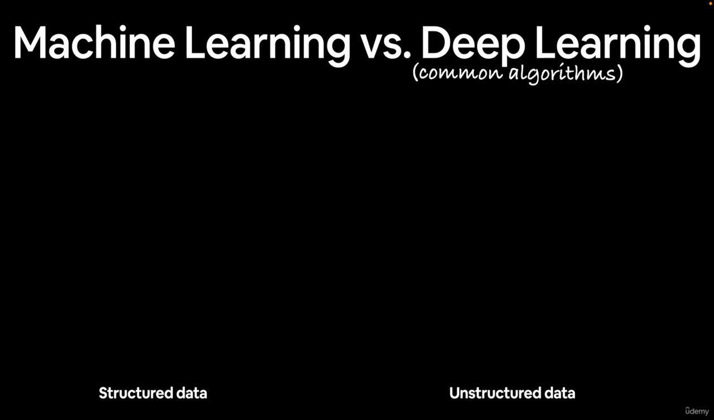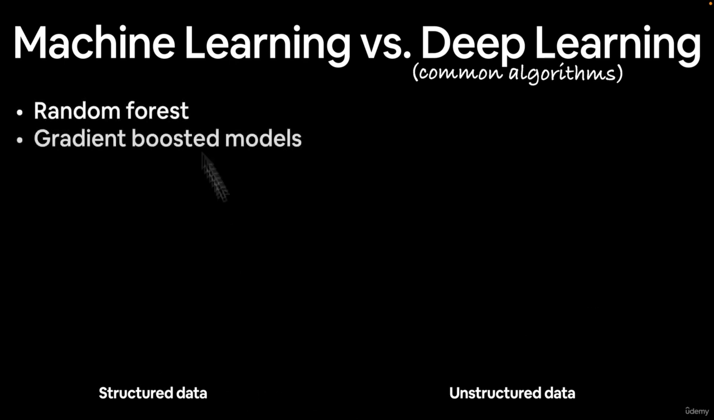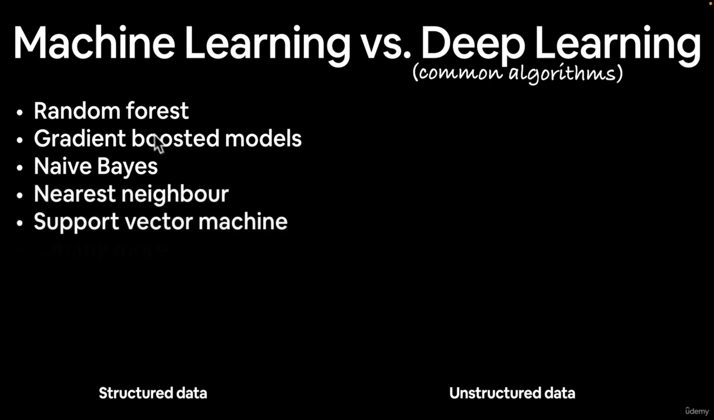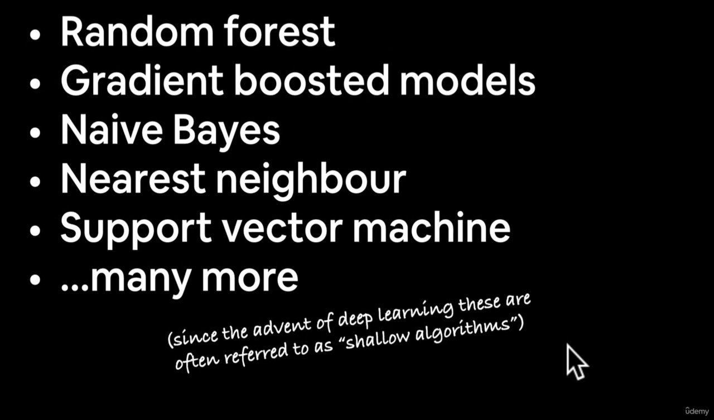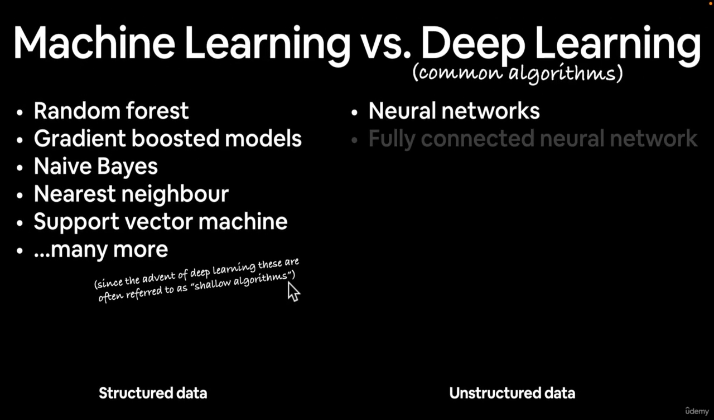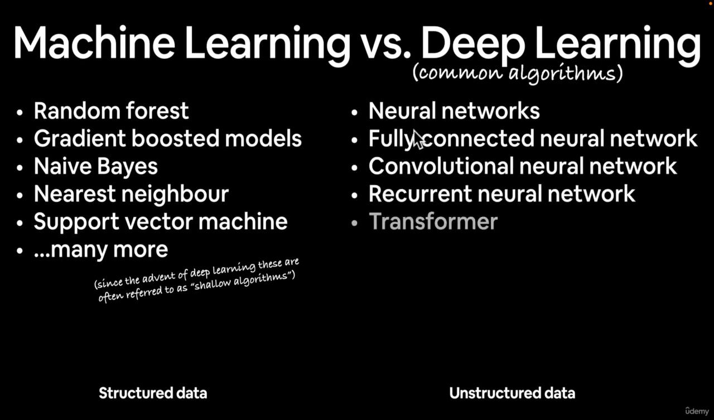Let's have a look at some of the common algorithms that you might use for structured data, machine learning, versus unstructured data, deep learning. So random forest is one of my favorites, gradient boosted models, naive Bayes, nearest neighbor, support vector machine, SVM, and then many more. But since the advent of deep learning, these are often referred to as shallow algorithms. So why is it called deep learning? Well, as we'll see, it can have many different layers of algorithm. You might have an input layer, 100 layers in the middle, and then an output layer. But we'll get hands-on with this later on. And so common algorithms for deep learning are neural networks, fully connected neural networks, convolutional neural networks, recurrent neural networks, transformers have taken over the past couple of years, and of course many more.